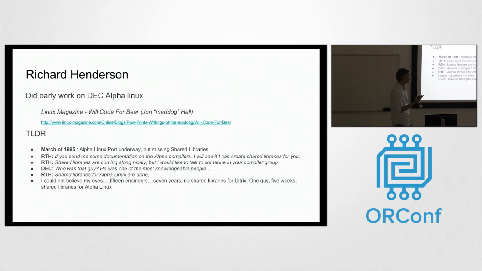And this was DEC. And the one thing Mad Dog said is that when this guy called him up, he sounded like a kid. Like, oh, this is a 12-year-old kid on the phone? But anyway, the next week, the shared libraries were done. And this guy surprised them quite a bit. I can't believe it. 15 engineers in 7 years couldn't do shared libraries. And then one guy in 5 weeks did it. So that's who is now helping out with the OpenRISC GCC compiler.